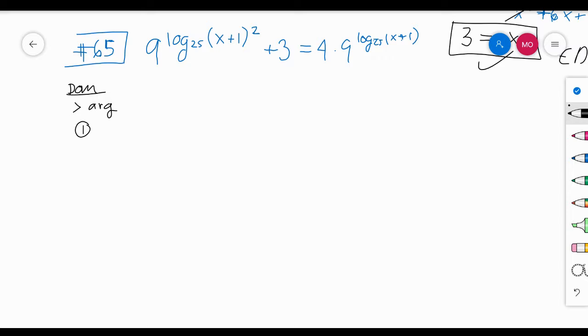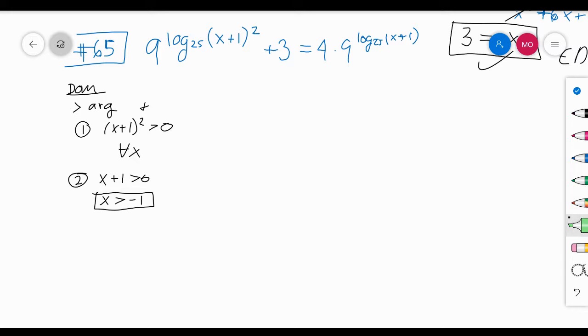The first one is x plus 1 squared. If you remember, you need to find out when this is bigger than 0. Since you have a square, this is always bigger than 0. So for all x. Now we're going to look at the second one, which is just x plus 1. No need for brackets. So x plus 1 is going to be bigger than 0, meaning that x is going to be bigger than minus 1. That's our domain.